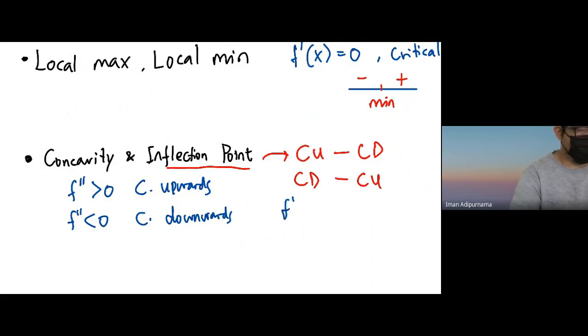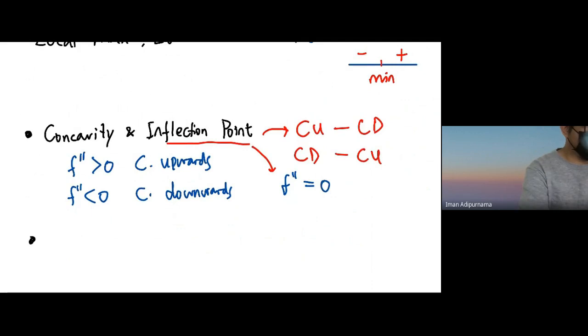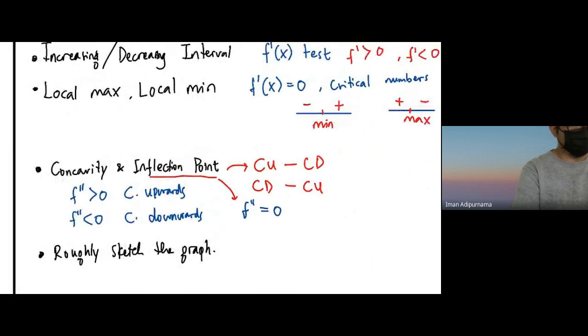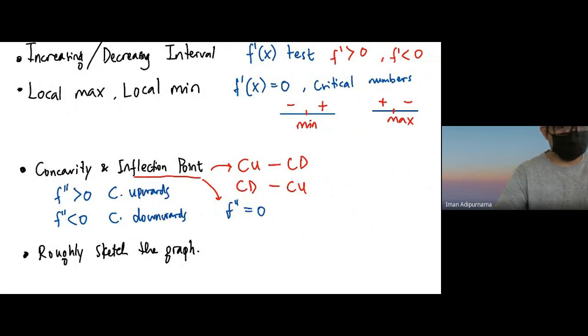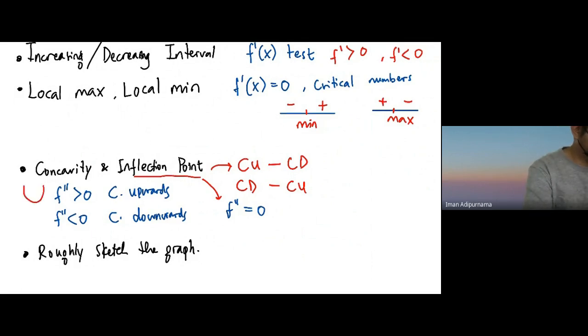Or you can directly write f double prime equals 0. Usually, this will be the inflection point, but not always the case. Not always the case, but most of the time, this will be the inflection point. And then try to roughly sketch a graph. Concave upward is like this, concave downward is like this.